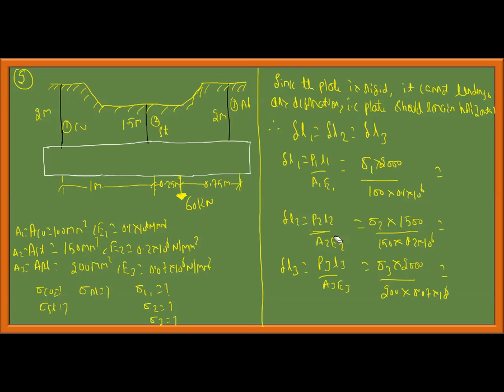Sorry, I have made a mistake. Since I have taken sigma, area will not come into the picture. My oversight. What is delta L1 in terms of sigma 1?